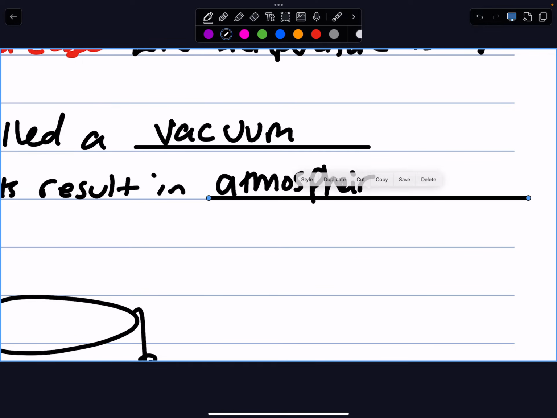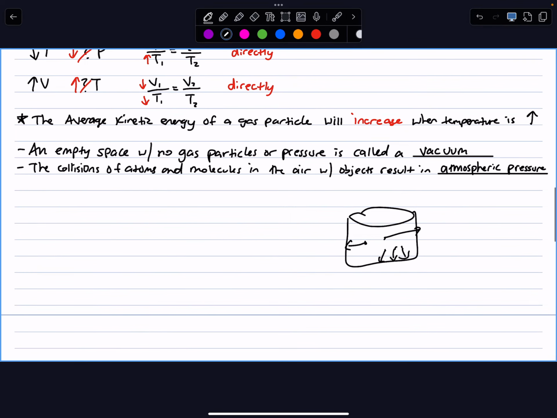Atmospheric pressure. This is a verbatim definition. That's going to be on the test. Everything I'm writing in this document is verbatim on the test.